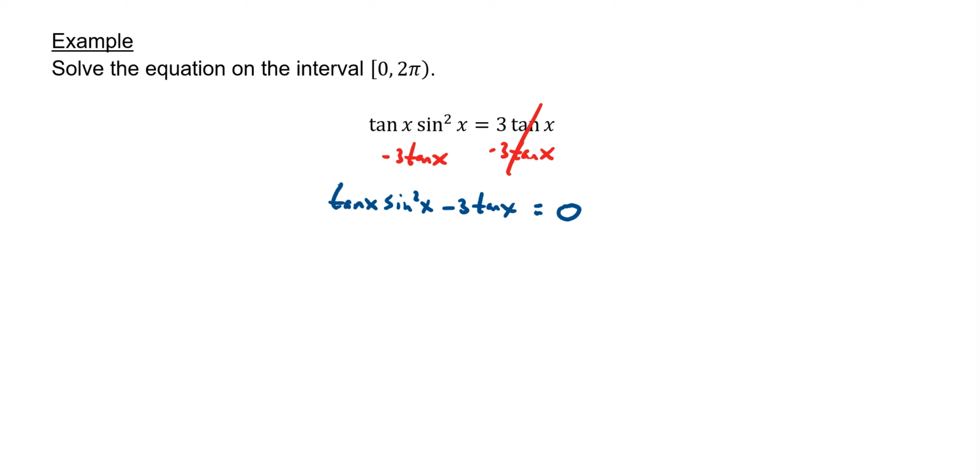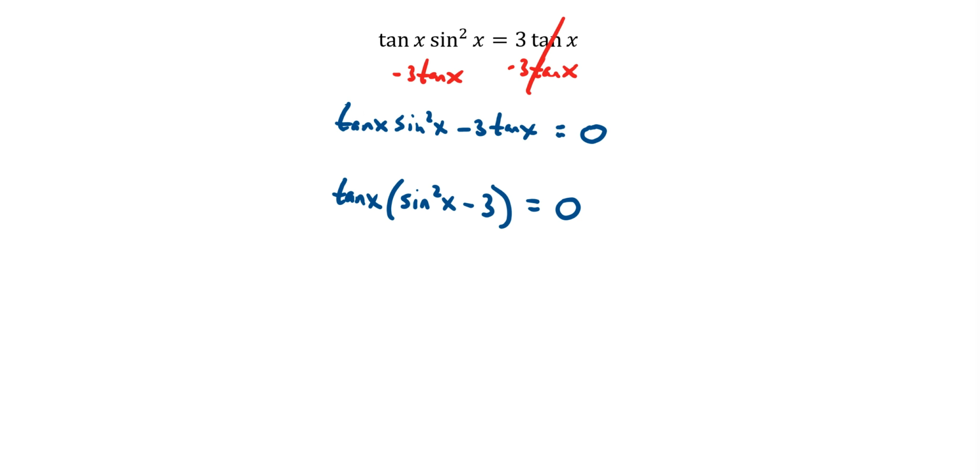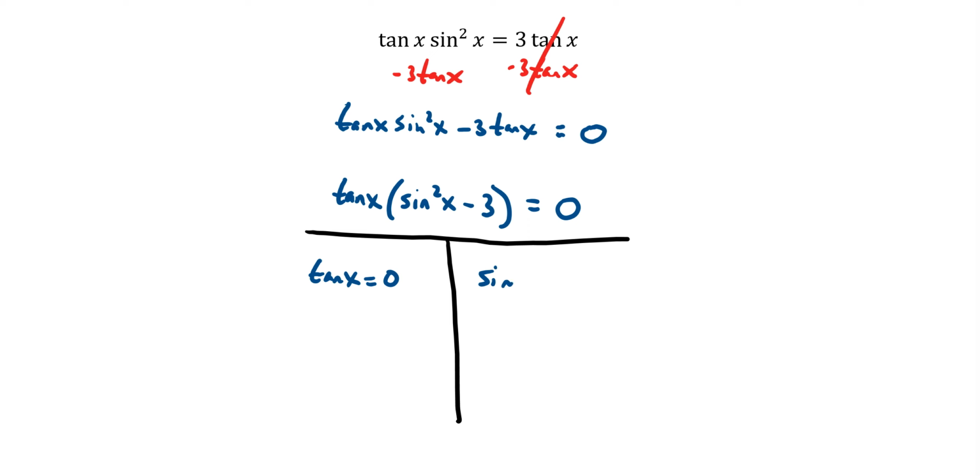And now let's try factoring. There is a GCF between these two terms. It looks like the GCF is tangent, right? So factor out a tangent. We're going to be left with sine squared x minus 3 equals 0. Now that we have everything factored, set equal to 0, zero product property, make that little T chart thingy, set tangent equal to 0, and set sine squared x minus 3 equal to 0.